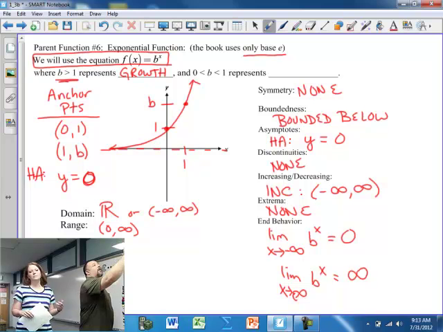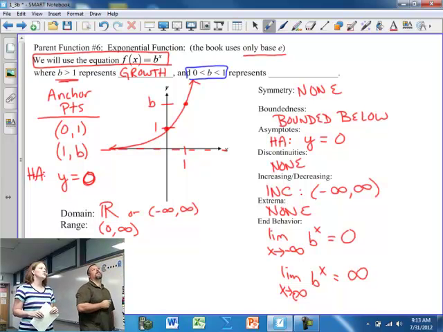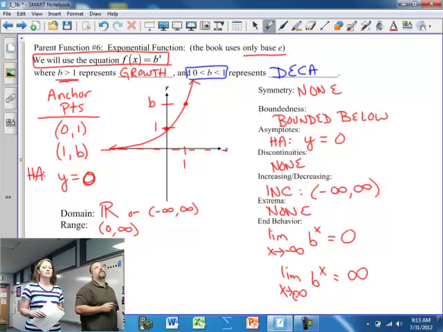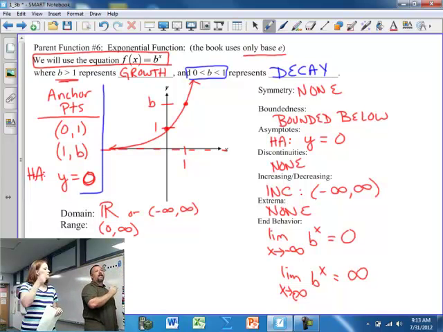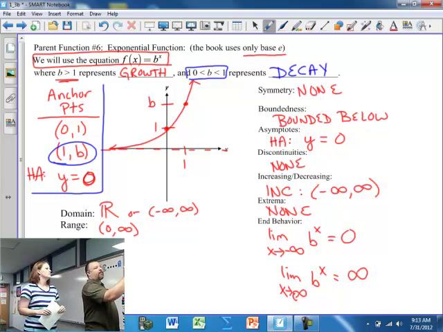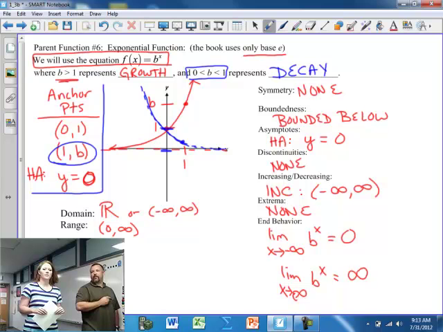Now, what if this base was between 0 and 1? Notice the base should always be positive. That's going to give us exponential decay. It's going to look basically the same, with the same anchor points, but this time the b value is between 0 and 1. So you'll get a point down here that's between 0 and 1, and you'll end up with an exponential decay function that goes this way.